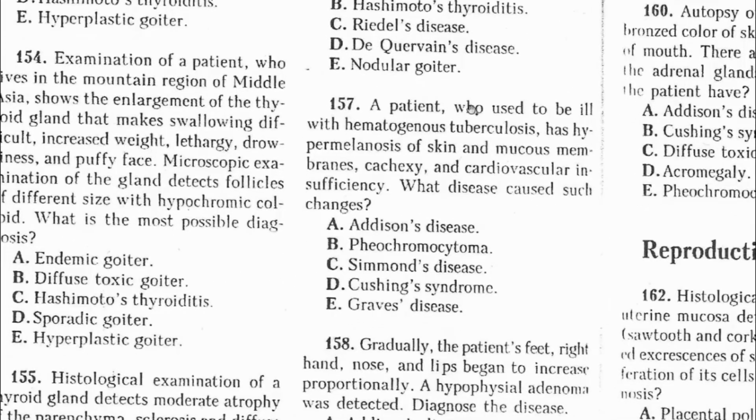157. A patient who used to be ill with hematogenous tuberculosis has hypermelanosis of the skin. Usually, hypermelanosis occurs when there's deficiency of adrenal gland production or hormones production. And this is also called what? Addison's disease. So your answer is A.